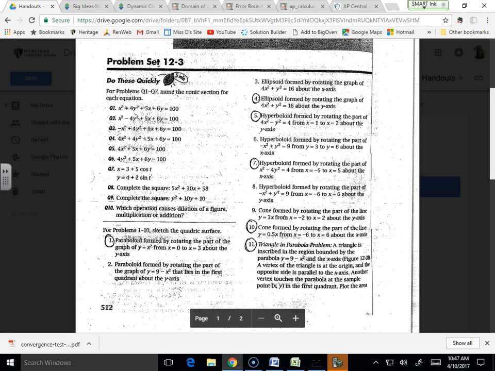Get a new page here real fast, add page below. Alright, what's the equation that we had for number 5, guys? 4x squared minus y squared equals what? Okay, and what are we rotating it around? Do they cut it off? Oh, they do, from x equals 1 to x equals 2 about the y-axis.